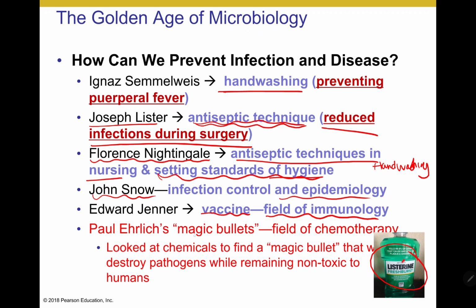And of course, we have Paul Ehrlich in the early 1900s. He was trying to develop these magic bullets, where he started the field of chemotherapy. So he essentially looked at chemicals that had selective toxicity. Selective toxicity being that they were harmful or would destroy the pathogen, but would be non-toxic to humans, such as an antibiotic.